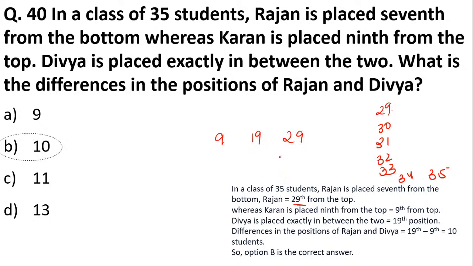What is the difference between Rajan and Divya? So Rajan was here and Divya is here. So the difference is 10. 29 minus 19 is 10. Okay. That is why B is the right answer.